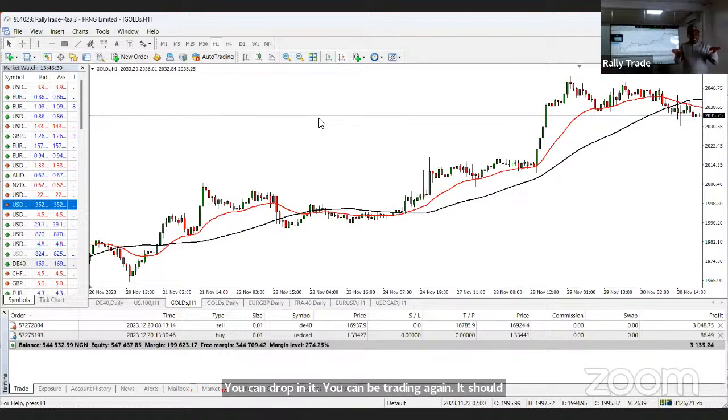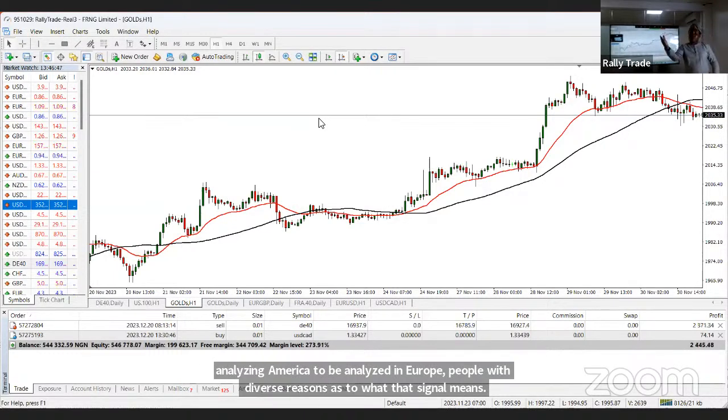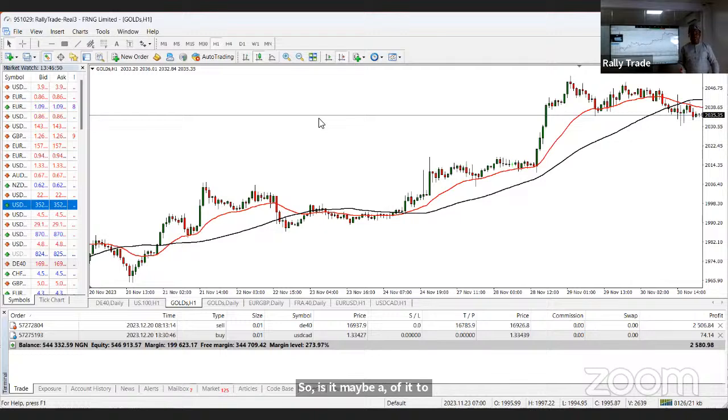Now that the rate is kept constant, it may be difficult for you to know where the price is going. Because as you're analyzing from your bedroom in Lagos, people are analyzing in America, in Europe, in Australia, in China, with diverse reasons as to what that statement means. So if I were you, I would stay away from that instrument.